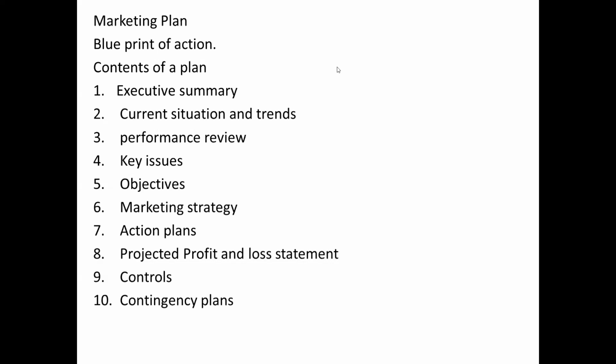Now, objectives define the plan's financial and marketing goals in terms of sales volume, market share and profit. So here, when we take into consideration the marketing plan, the first and foremost thing which comes to our mind is the sales volume.